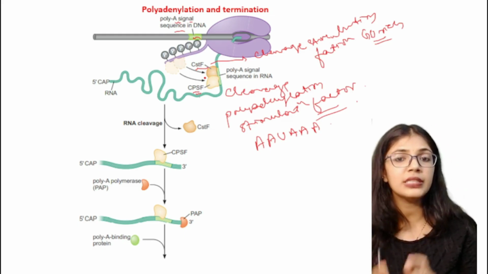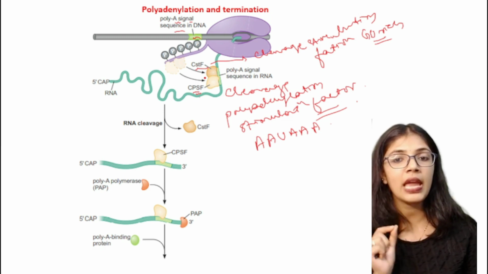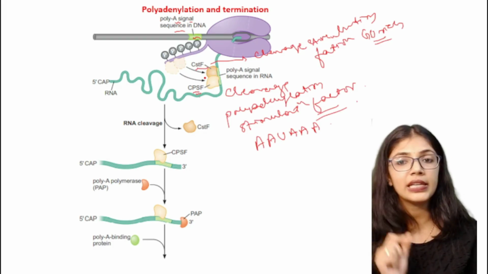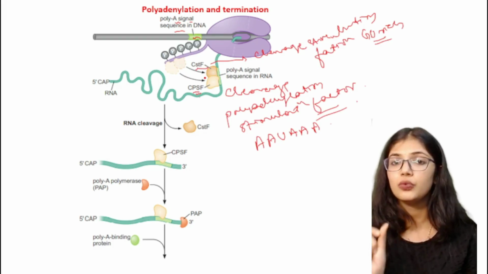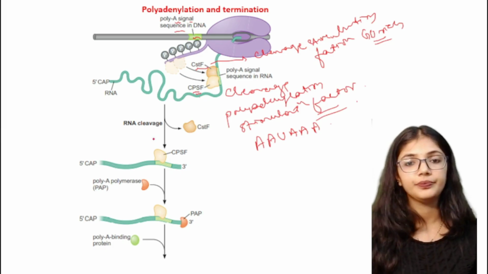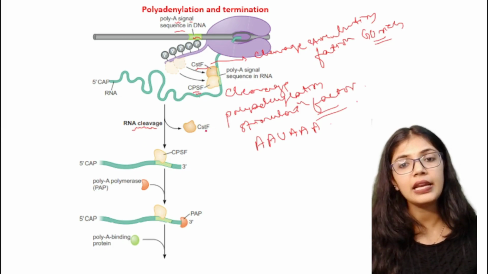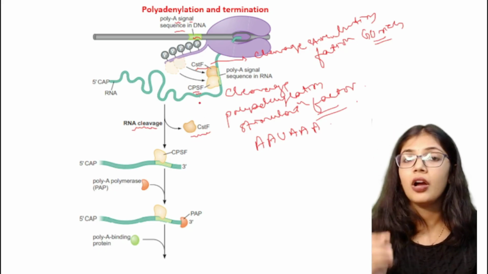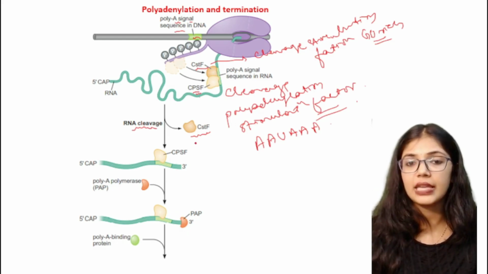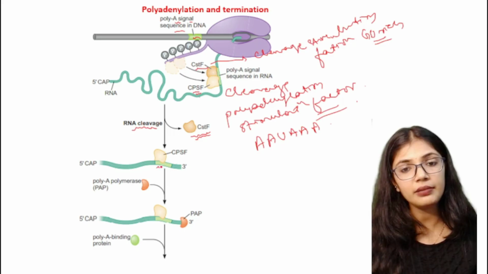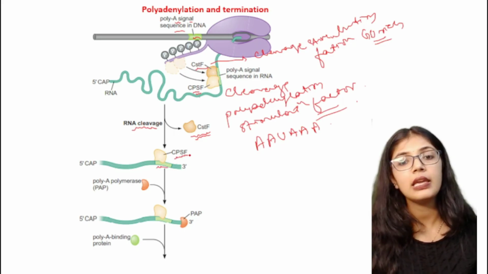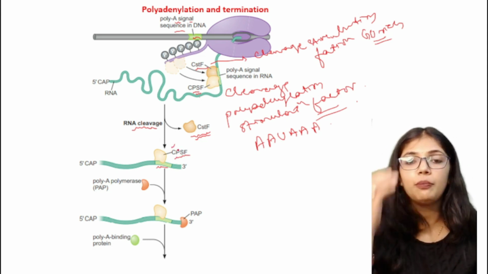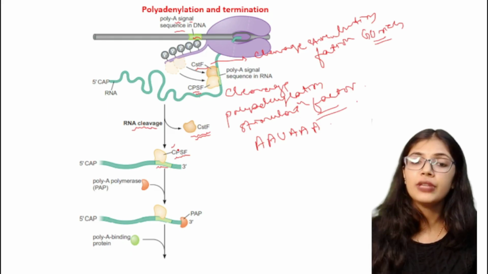What does the CPSF do? It recognizes the sequence AAA, which is present before the cleavage site, and CSTF, the cleavage stimulation factor, recognizes the GU-rich sequence and it binds. Then there is the RNA cleavage, and the enzyme CSTF is removed. But here CPSF stays bound, because now the cleavage has been completed but the polyadenylation is going to take place.